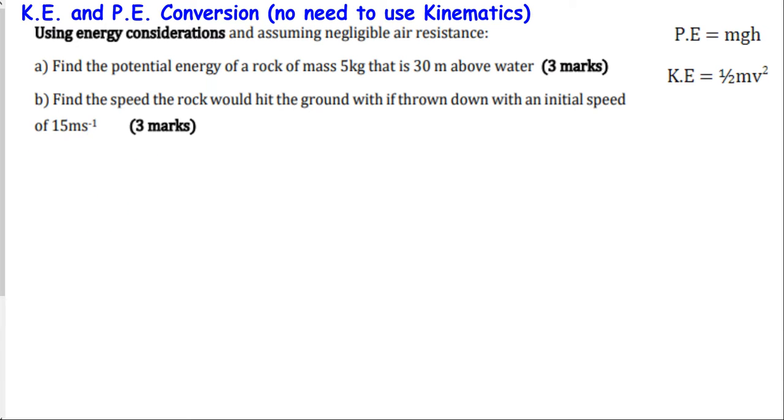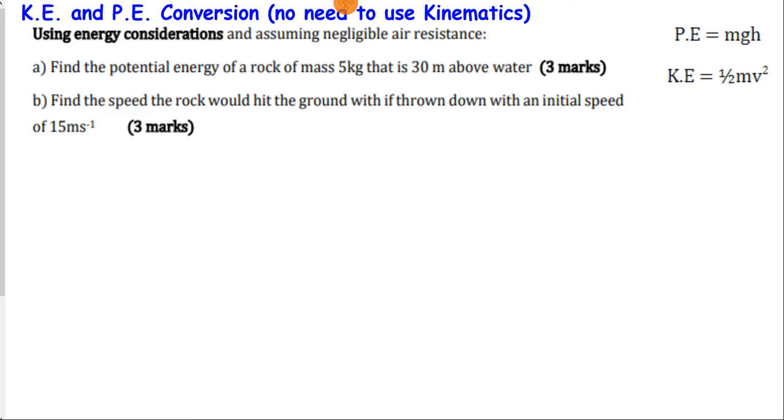In this video, we look at a question that appears to be an object in freefall, but if we're using energy considerations, we don't have to use any kinematics formula. So the question is two parts. The first part asks you to find the potential energy of a rock of mass equals 5 kg, and that is 30 meters above water, so that's the height. And that part is straightforward, so we're just going to use the potential energy formula.